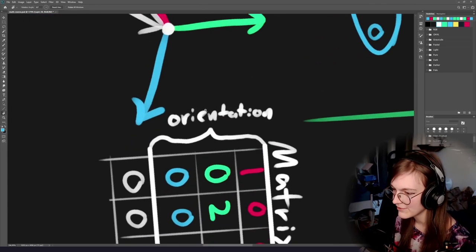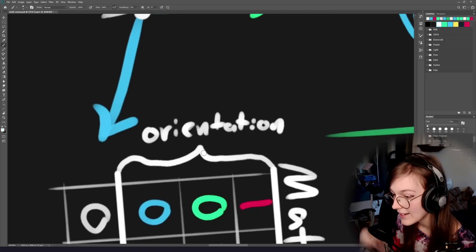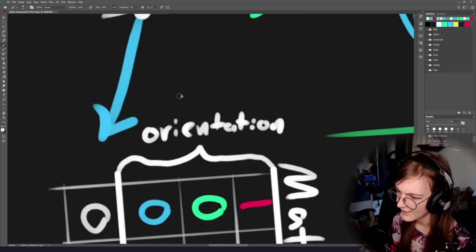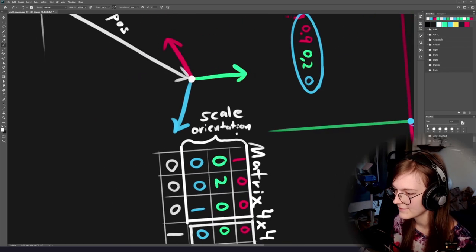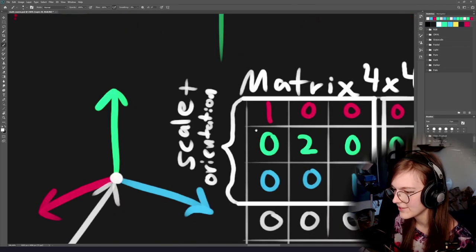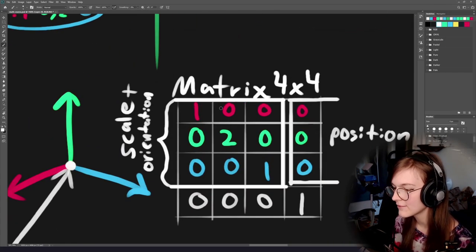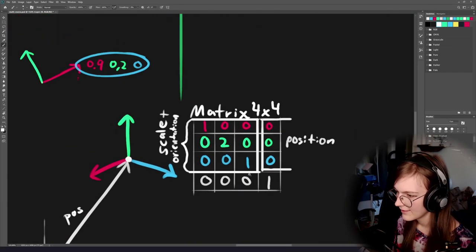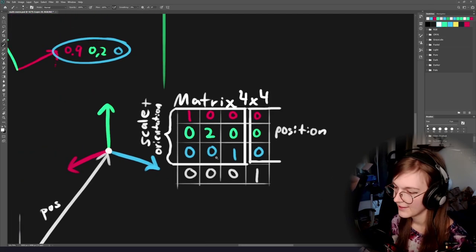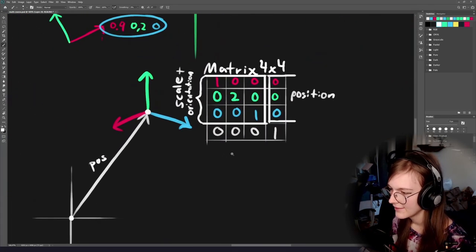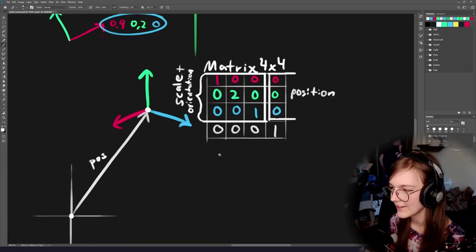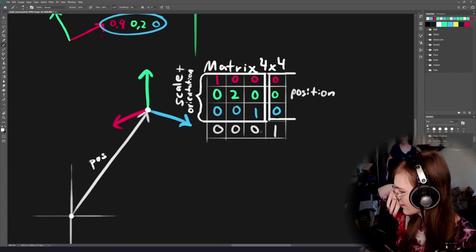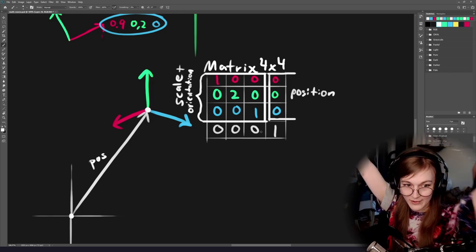We are running out of time before lunch, so I'm going to talk about how you can use this in practice. Let me just add that scale is part of this too. So this is scale, and orientation is defined in this 3x3 grid. Okay, so this is how matrices work, or rather how the data is stored in them. We haven't really talked about how they work and how they're applied, but we're going to get to that. Any questions before we go for lunch?